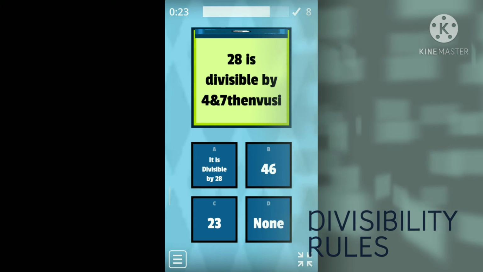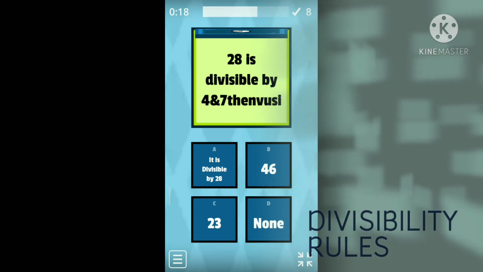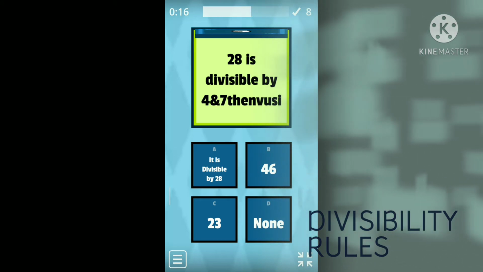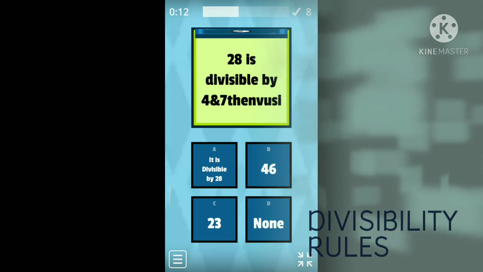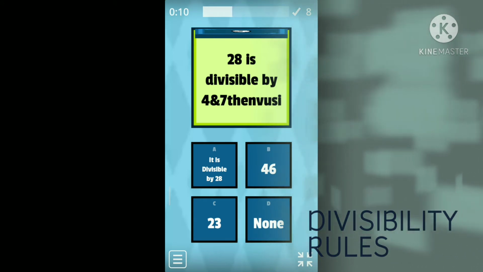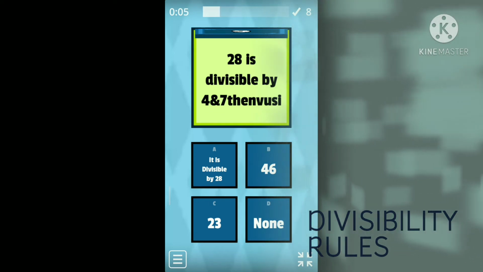We know that if a number is divisible by given co-prime factors, then that number should also be divisible by the product of the co-primes. 4 and 7 are the co-primes. After the product we get 28, so it will also be divisible by 28. According to the question, option A will be correct.